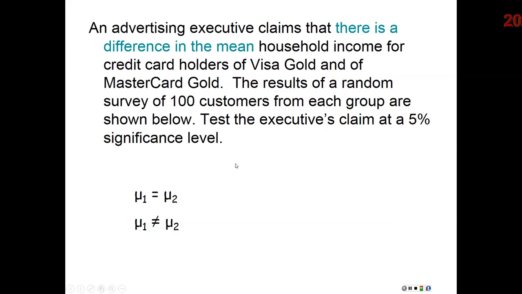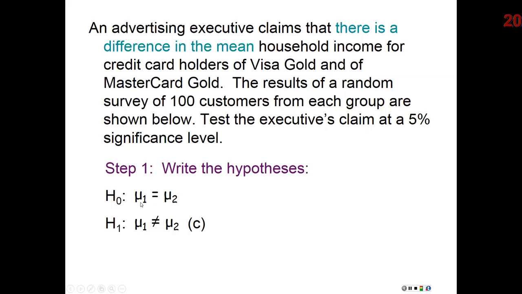So now what we have is this. We have our null and alternative hypothesis. So our null is always going to be equal. Okay? So your null is always going to be equal. And our alternative is going to be not equal. So they're different. The two means are different from each other. And that's what the credit card people are claiming, that they're not equal to each other. The executive is claiming that they're not equal to each other. So any questions on that?